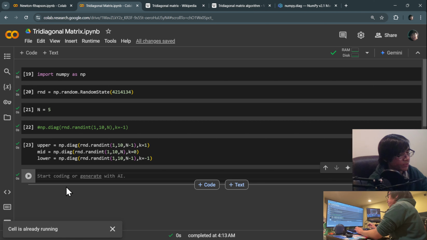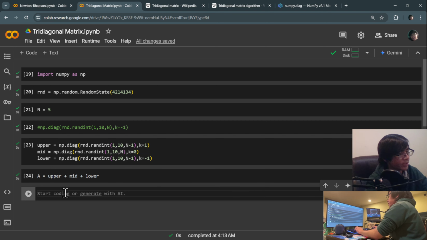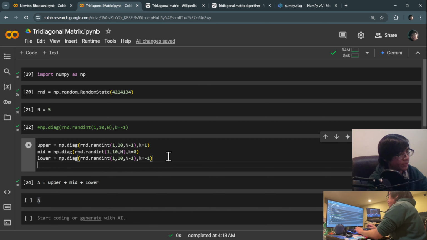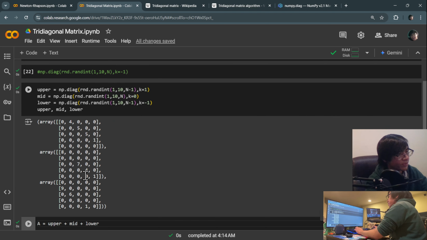And let me add those up. So upper plus mid plus lower. Of course I can't see it. So A, do this. Upper, mid, lower. It's like an exercise. Okay. Display those. So of course they're different, but there are 1, 2, 3, 4, 5. Okay, so they're all 5 by 5s.